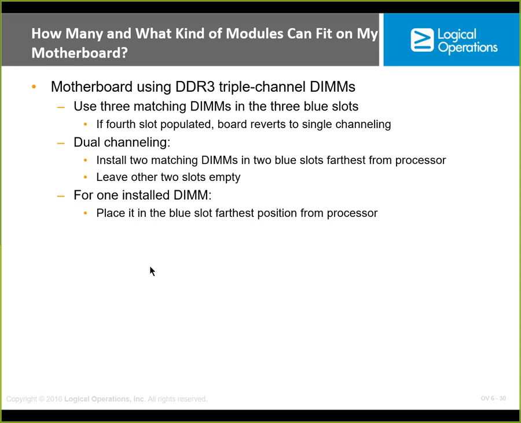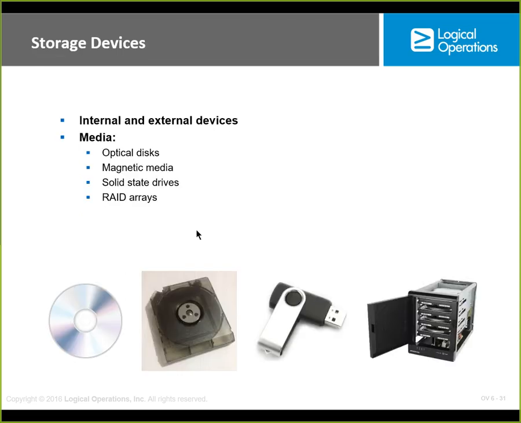Motherboard using the triple channel, matching DIMMs. We've said that so many times, but for dual channeling, two matching DIMMs in the blue slots farthest from the processor, leave the other 2 slots empty. And this one is something: install it in the 2 blue slots farthest from the processor. For 1 installed DIMM, place it in the blue slot farthest from the processor. So you want to go farthest from the processor and work your way towards the processor for these things.